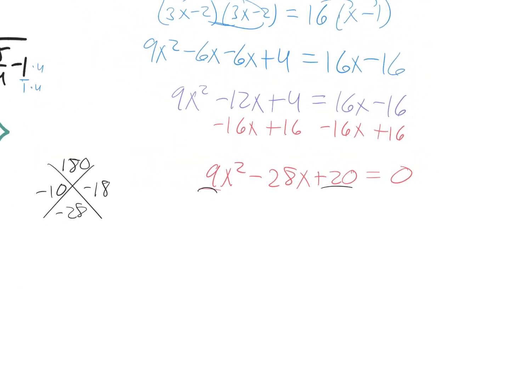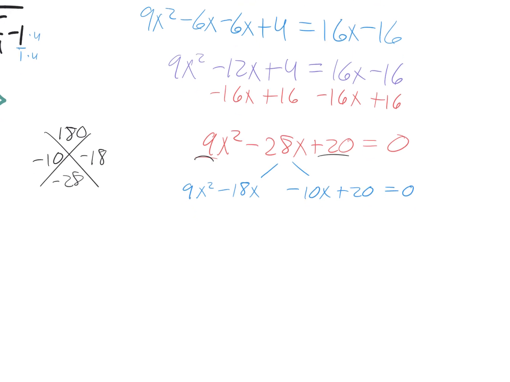You can factor it however you want. You can slide and divide, or you can do it by grouping. I know a lot of you like grouping, so let's split up the middle term. We get 9x squared minus 18x minus 10x plus 20 equals 0. All right, and now let's group.